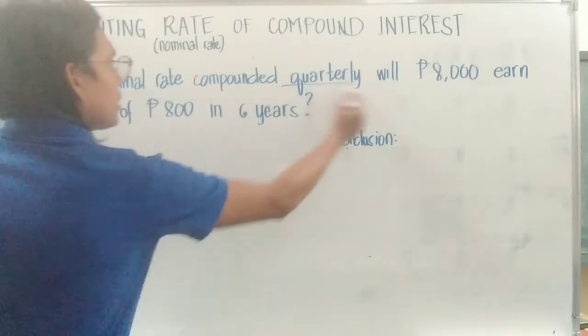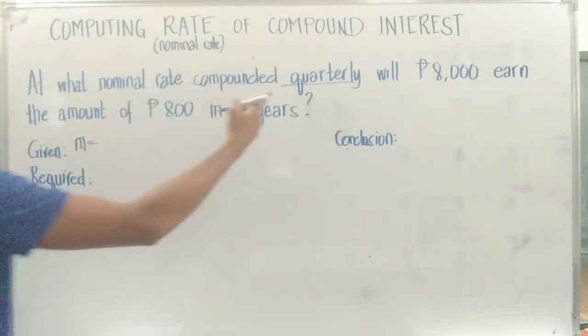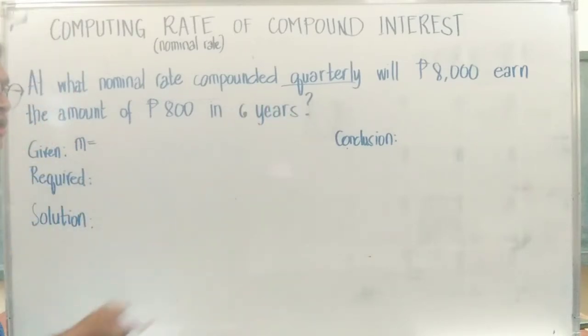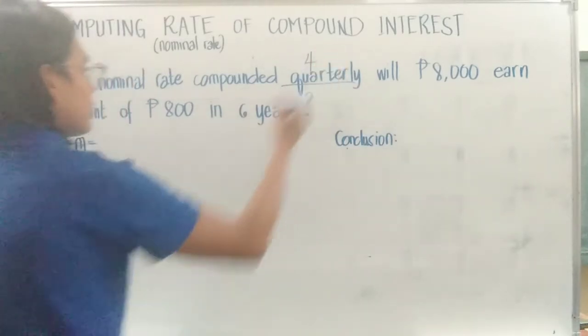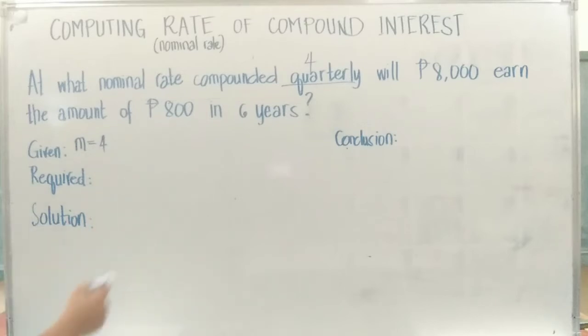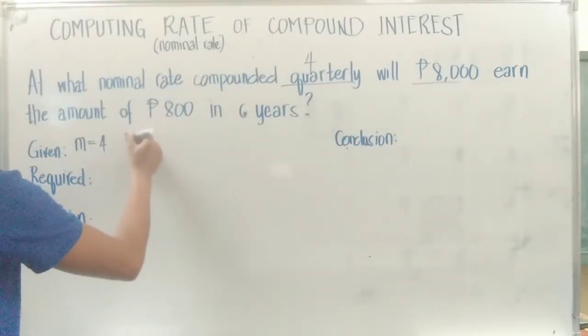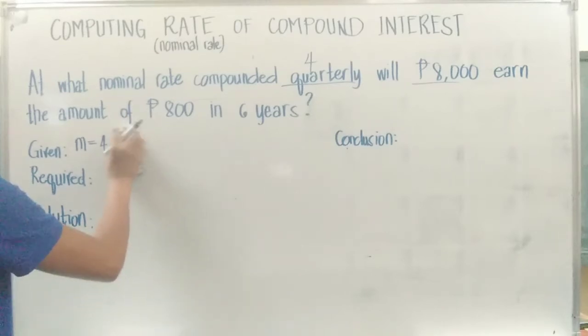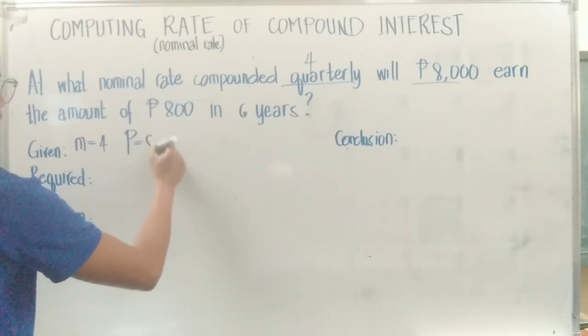We have compounded quarterly, so that will be your M, or frequency of conversion, because it is quarterly. It is measured every 3 months, or we have the value 4 because we have four quarters in a year. So M is 4, then we have 8,000 as your starting money, so that will be your principal P. So we have 8,000.